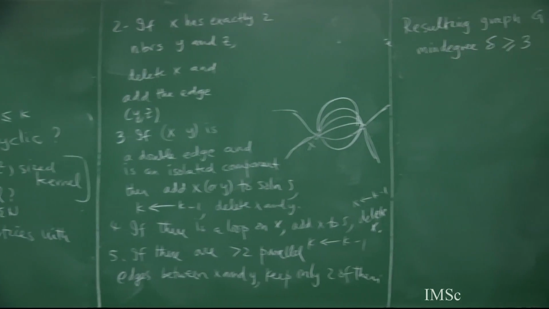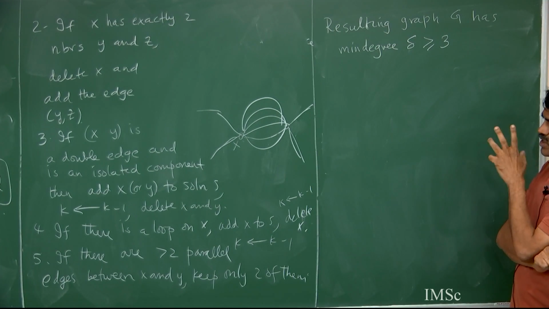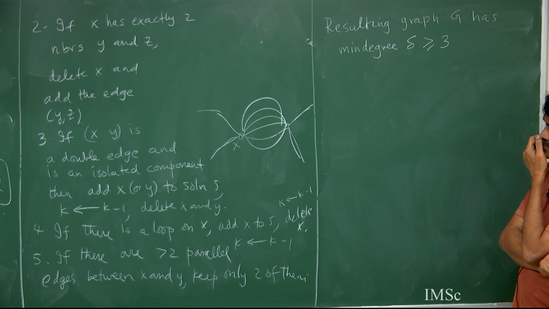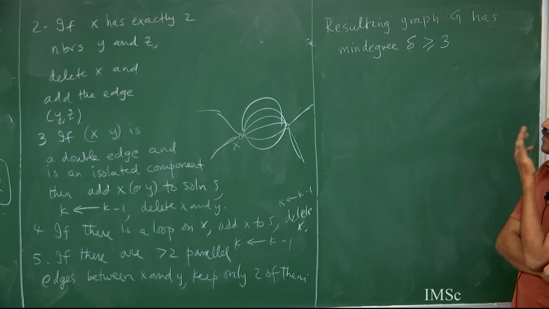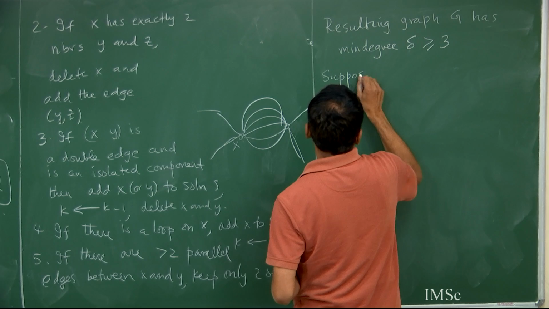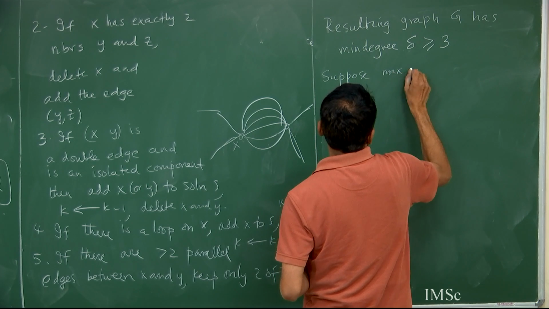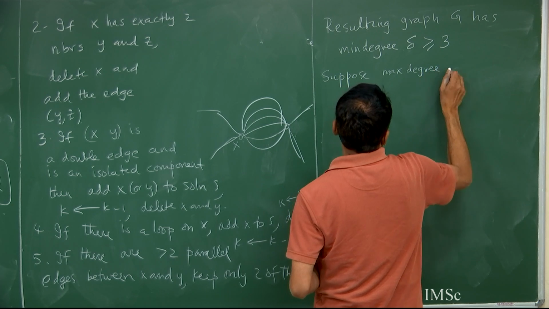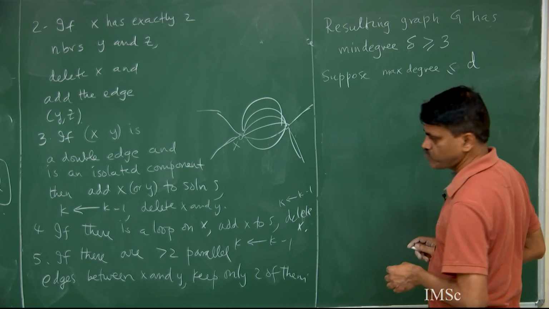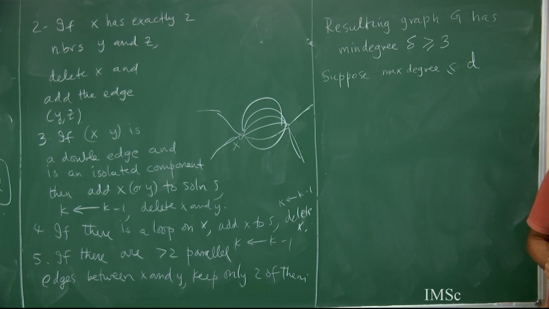Okay, we still have a long way to go to get a polynomial in k-sized graph, but in some special case, suppose the max degree is some d. Then I want to give a kernel here as a function of d and k. Okay.